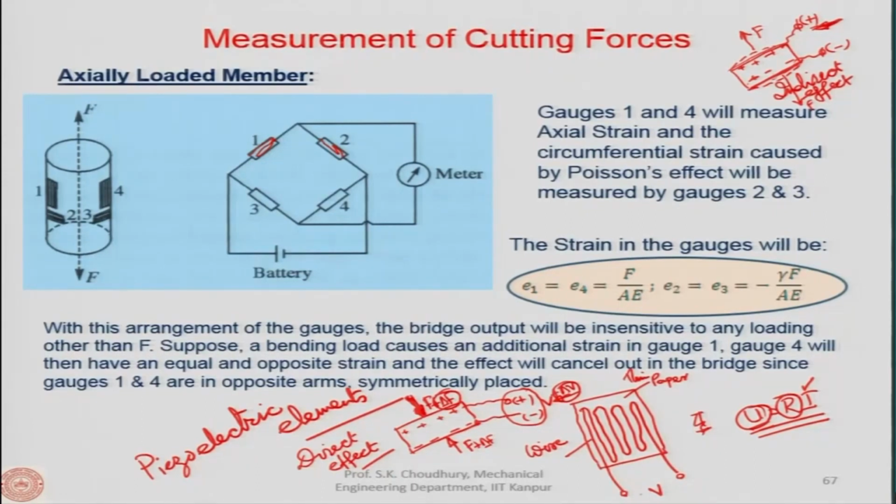Now, once again, if we see this slide, this is for the axially loaded member, and with the help of this Wheatstone bridge, we can find out the axial strain and the circumferential strain. So, the axial strain is measured by 1 and 4, and the circumferential strain is measured by 2 and 3. The rest of the measurement techniques for other processes we will discuss in the next session of our discussion. Thank you for your attention.